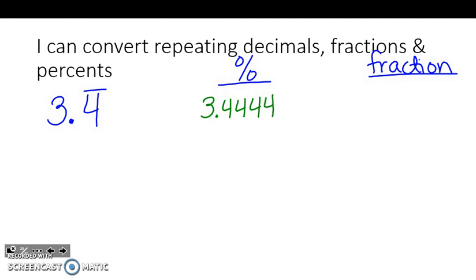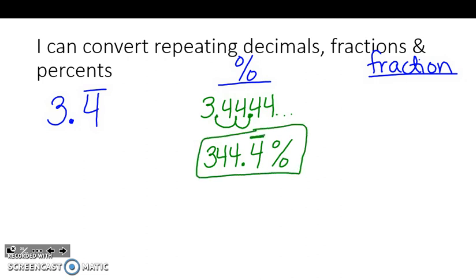We're still going to move the decimal 2 places to the right. 1, 2. So that we have 344.4. And notice those 4s go on. So 4 repeating. So 3.4 repeating is the same as 344.4%, with the repeating bar over the 4.